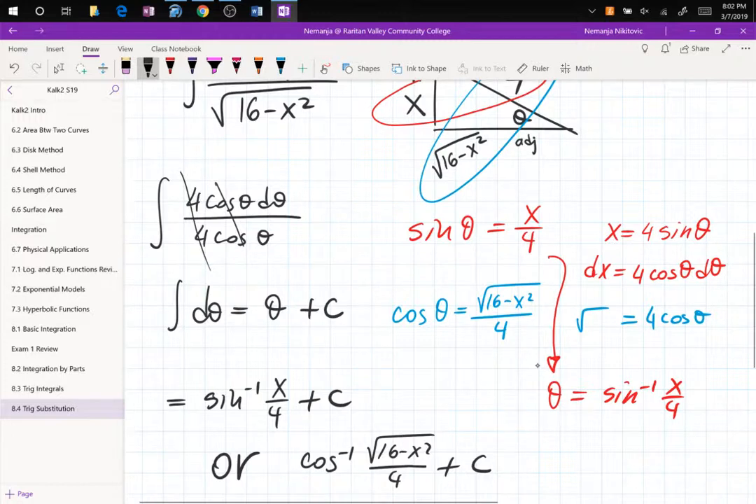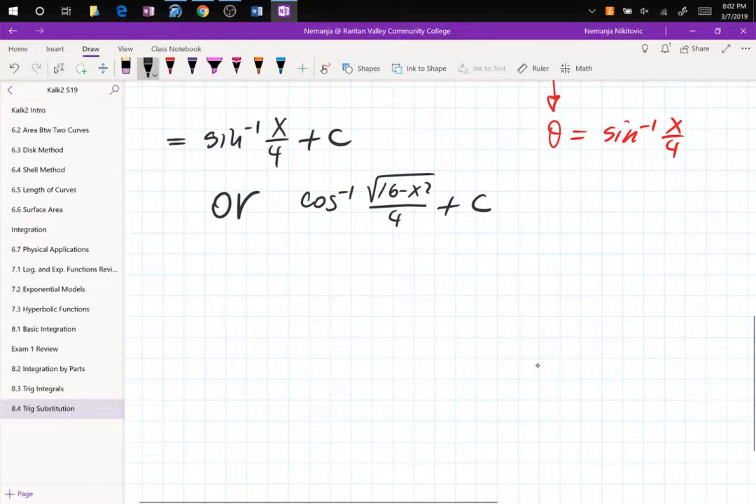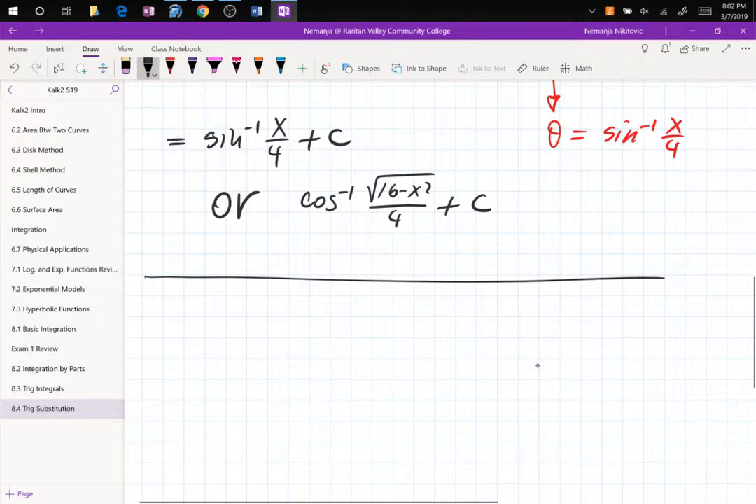So, one more quick problem and we're done. I'll post the homework. Yes. How about problem 24?